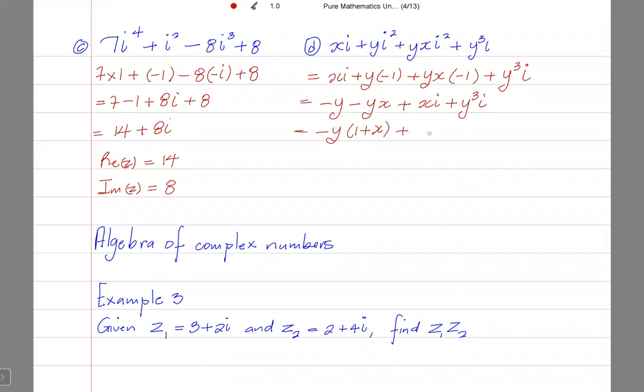Could factorize over here as well. This is x plus y cube i. And so the real part of the complex number is minus y into 1 plus x. And the imaginary part of the complex number would be x.